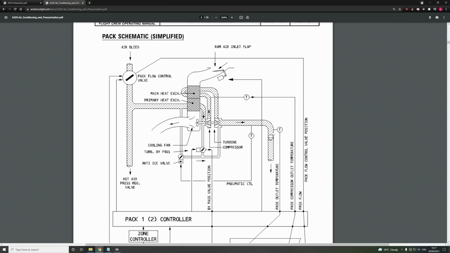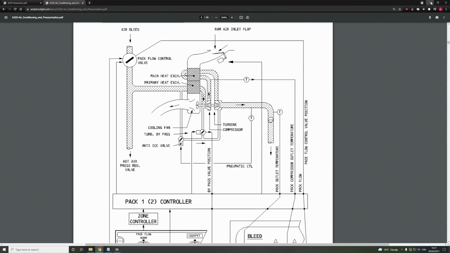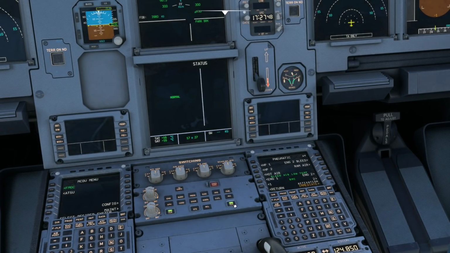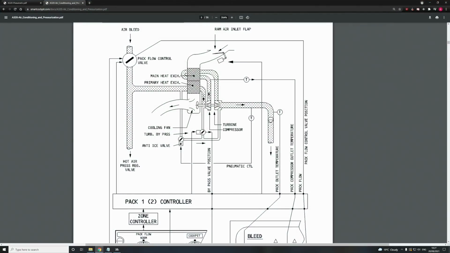So you've got this nice cool air that comes out of the outlet, and you can see exactly what it's telling you. So right now on our current airplane, if we look, our pack outlets are telling us that we're doing 20 degrees Celsius out of here.